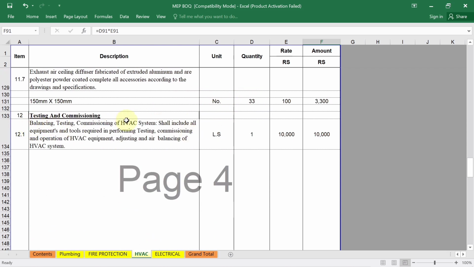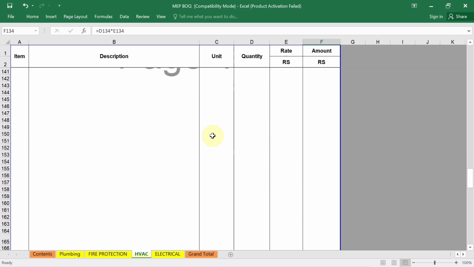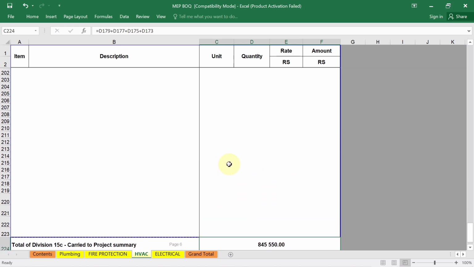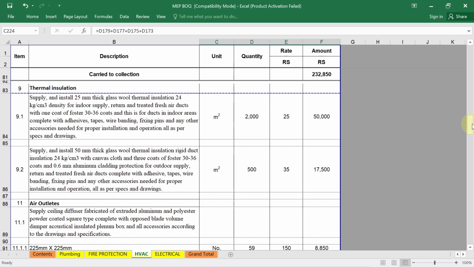Okay, testing and commissioning, for that quantity 1, 10,000 unit rate is given. So here balancing, testing, commissioning of the HVAC system shall include all equipment and tools required in performing testing, commissioning and operation. So for that, whatever the unit market price, you will get the total amount. Okay, finally when you see here the total amount, project summary, total amount is given for whatever we are using. You can see we have added all of this, so near about 8,45,550 rupees. Okay, so in this way generally we have to prepare the BOQ for HVAC work.